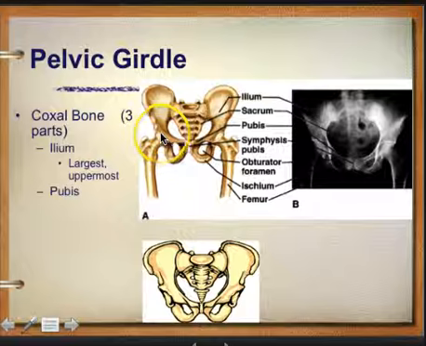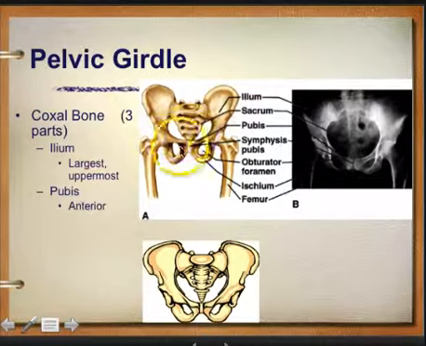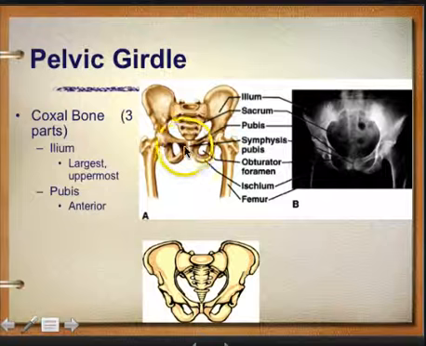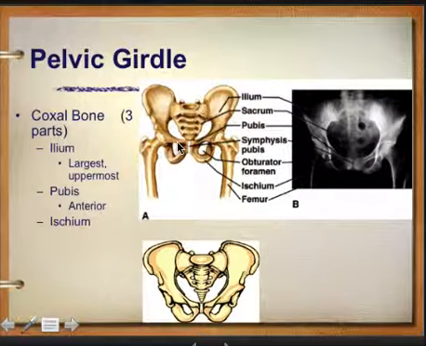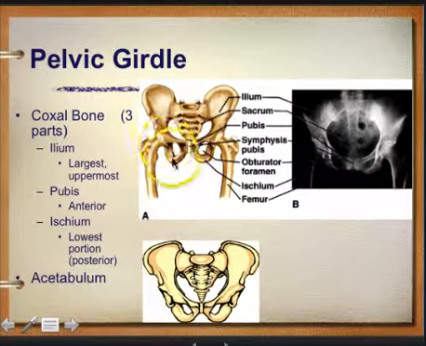It also has a portion from the pubis, which is the most anterior portion over here, followed by the ischium. The ischium is the lowest portion and it will move posteriorly. You can see over here it makes a little loop.